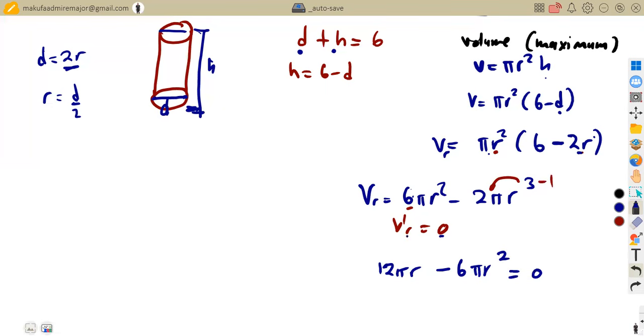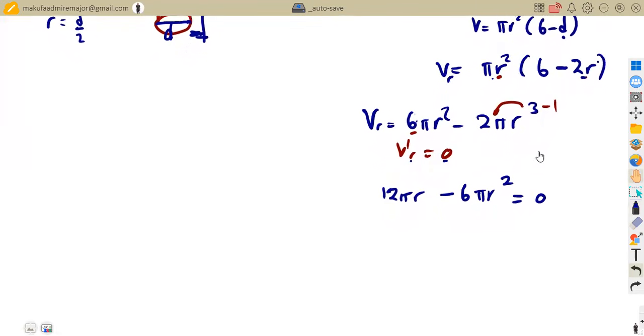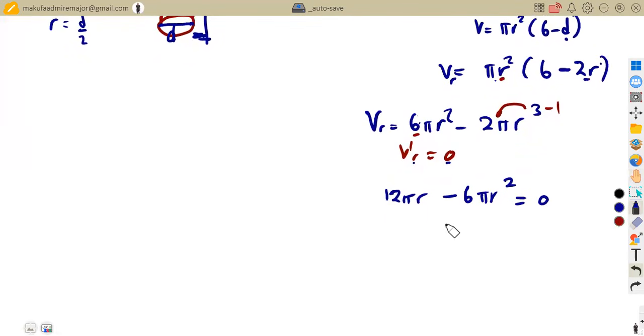It must be equal to what? It must be equal to 0, meaning we have formulated an equation that we can use to solve for the radius. In this case, we can factor out what is common, because here we've got 6 pi and r, so we can factor out 6 pi r. That's going to be 12 divided by 6, which is 2, pi and pi cancel, r and r cancel, minus 6 and 6 cancel, pi cancels, r squared and r leaves minus r there, which is equal to 0.